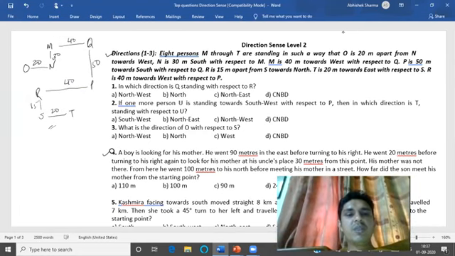Like my first question is, in which direction is Q standing with respect to R? So Q with respect to R, this will be northeast. So the answer will be C, northeast direction.